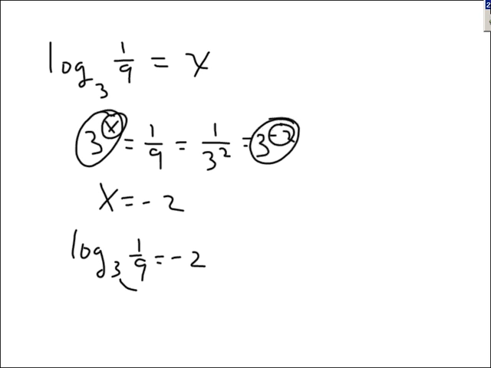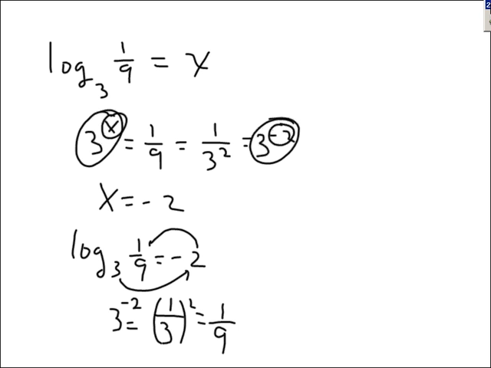And we can check it. 3 to the negative 2 should equal 1/9. Well, that's the same as 1 over 3 squared, which is 1 squared over 3 squared, which is 1/9. It did check.